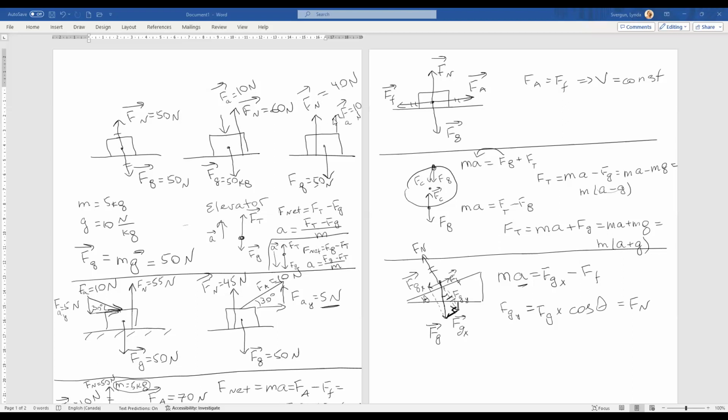So normal force will be smaller. So 50 minus 10 gives you 40 newtons. So it depends on the direction of applied force. So normal force could be bigger or smaller than force of gravity.